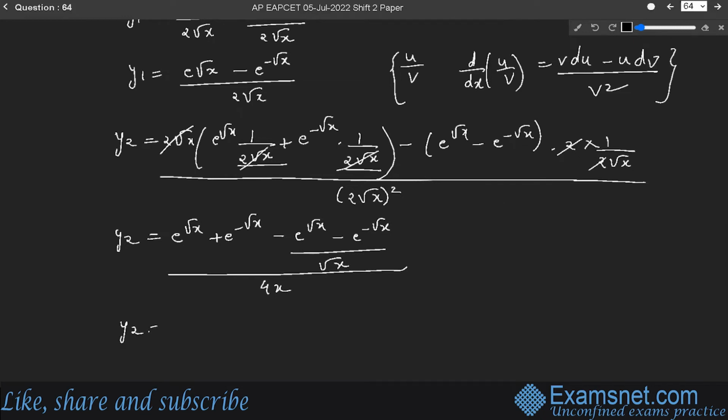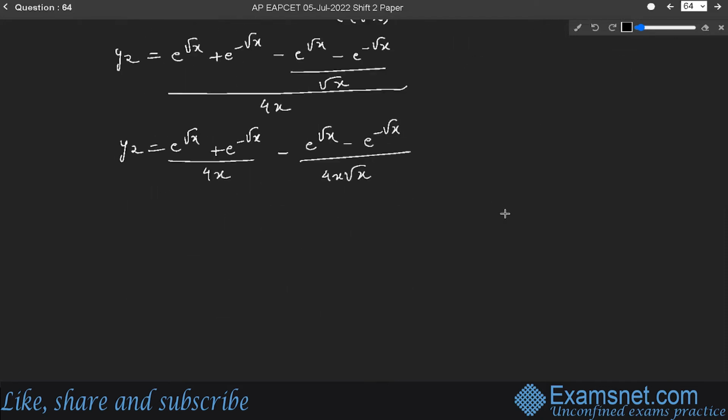So y2 will be equal to e to the power root x plus e to the power minus root x divided by 4x, minus e to the power root x minus e to the power minus root x divided by 4x into root x. Now we have to calculate the value of 4x y2 plus 2y1.